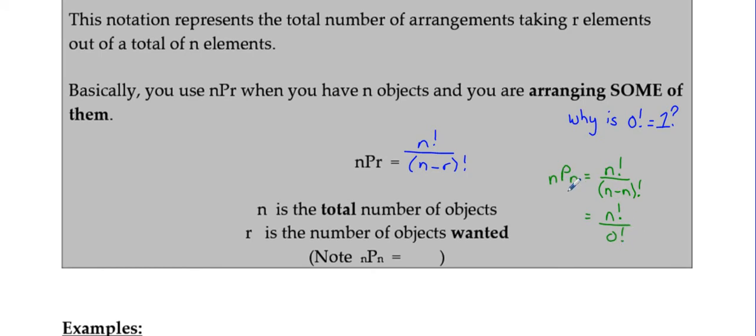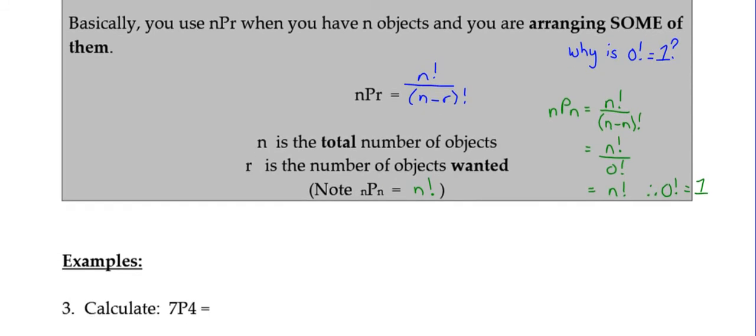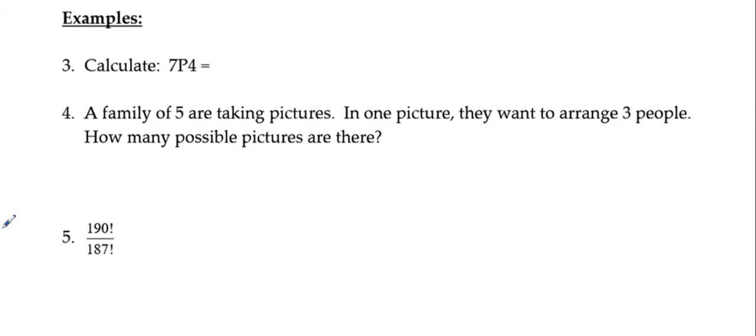And from before, our definition of factorials, if you are taking n objects and you are arranging all of them, that's the same as n factorial. And for n factorial over 0 factorial to be equal to n factorial, that's why 0 factorial has to equal 1. So nPn is the same as n factorial. So just a little bit of information as to why 0 factorial is equal to 1.